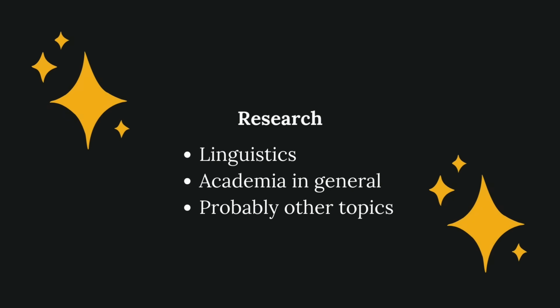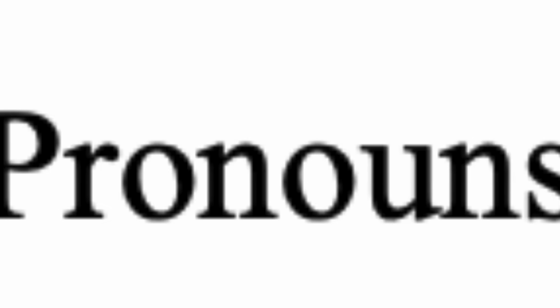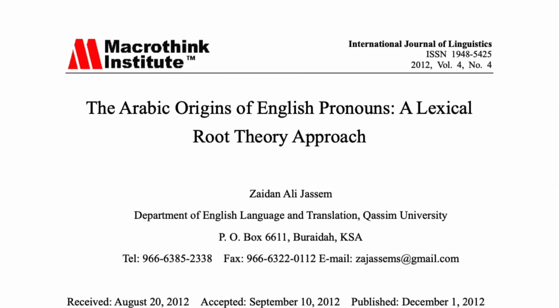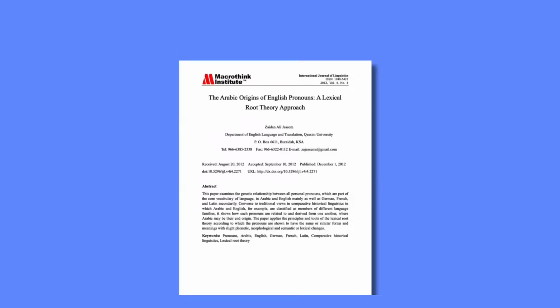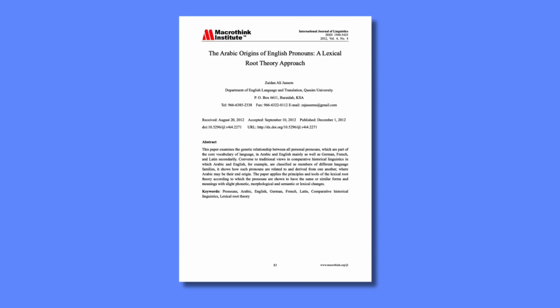This video specifically is going to talk about a paper called The Arabic Origins of English Pronouns, a Lexical Root Theory Approach by Zaidan Ali Jassem. An example of just awful linguistics research, while also explaining why it's bad, which I think is a really important step since the idea isn't just to point and laugh, it's to actually learn something and hopefully help correct faulty knowledge and overall make sure we're advancing in the right direction.